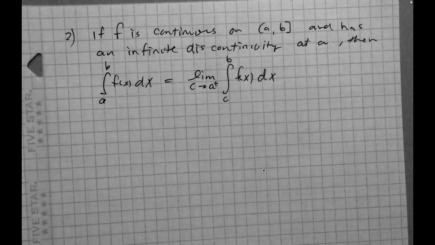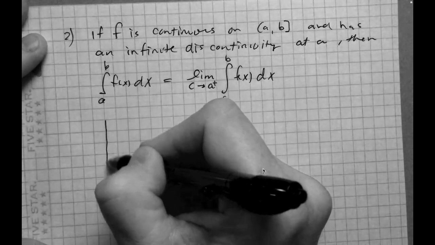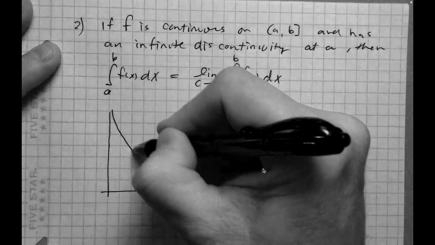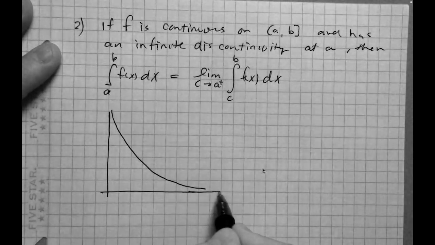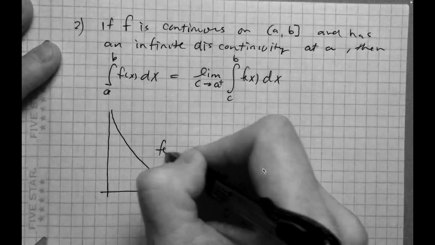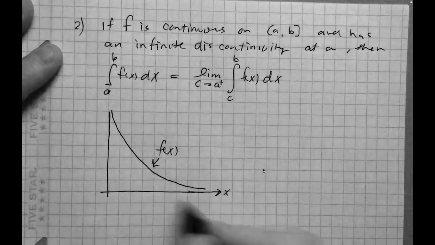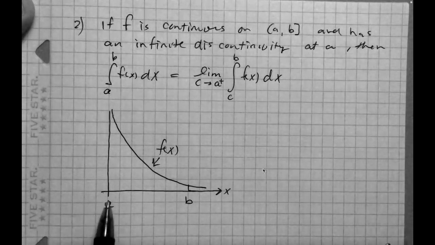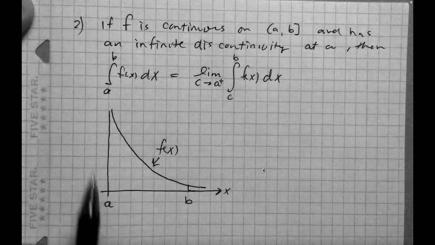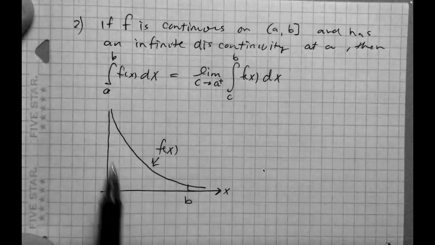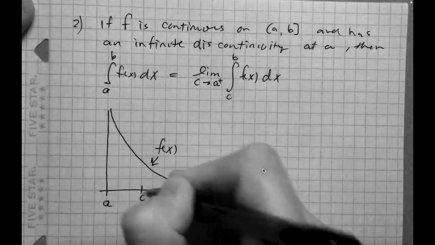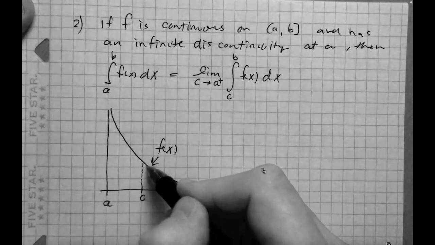Okay. This is the same idea as what we just talked about. It's just on the other side. So I've got some function, this is x, this is my f of x. Now I'd like to integrate from A to B, but A is a vertical asymptote, so the function has an infinite discontinuity at A. So what I'm going to do instead is drop some C in here, and calculate this integral.